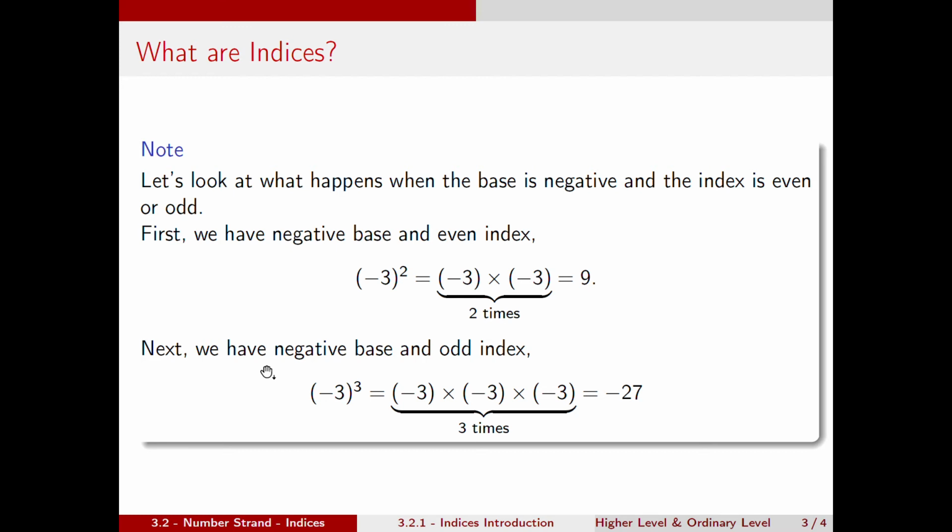Next, if we have a negative base and the index is odd, so we'll keep the base the same. The base is minus 3, and the index, exponent or power, is going to be 3. So we end up with minus 3 times minus 3 times minus 3 again for a third time will give us minus 27. The reason being we have a minus by a minus for the first two numbers gives us a positive. By a third minus we're back to negative again. And 3 times 3 times 3 is 27. So the result is minus 27.